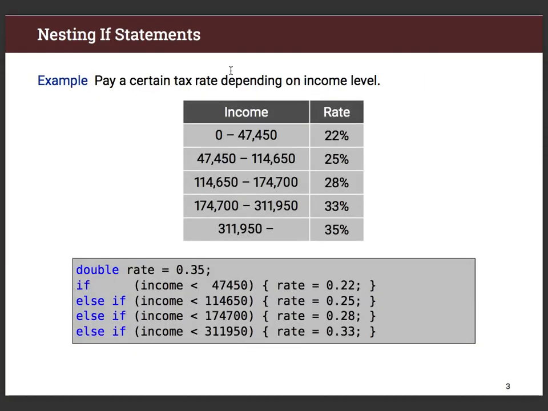Pay a certain tax rate depending on income level. We have talked about this before. If my income is 0 to 47k, this is annual.